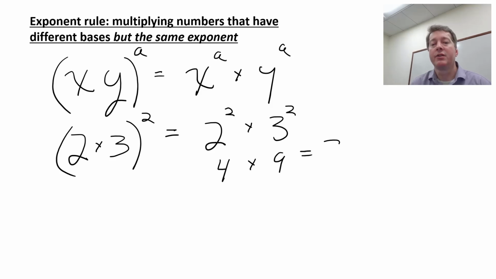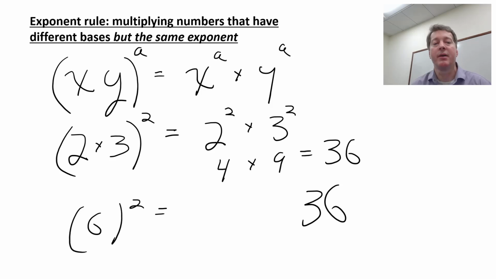That is 36. And one thing I'll point out, suppose that 2 times 3 squared, so that's the same as 6 squared, and 6 squared is what? It's equal to 36. So that all matches up.